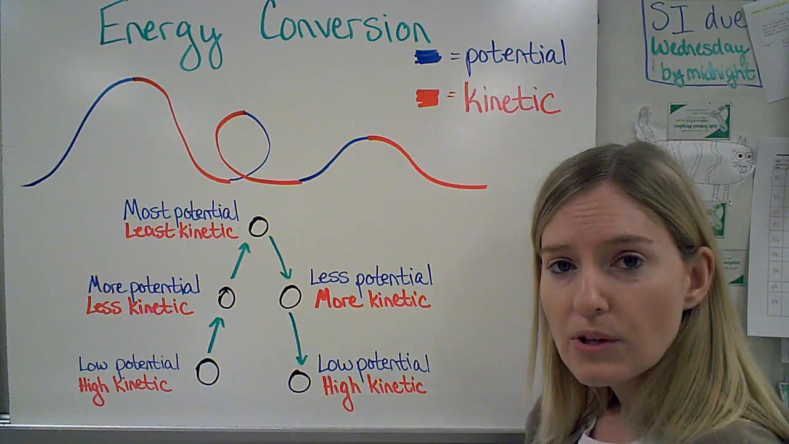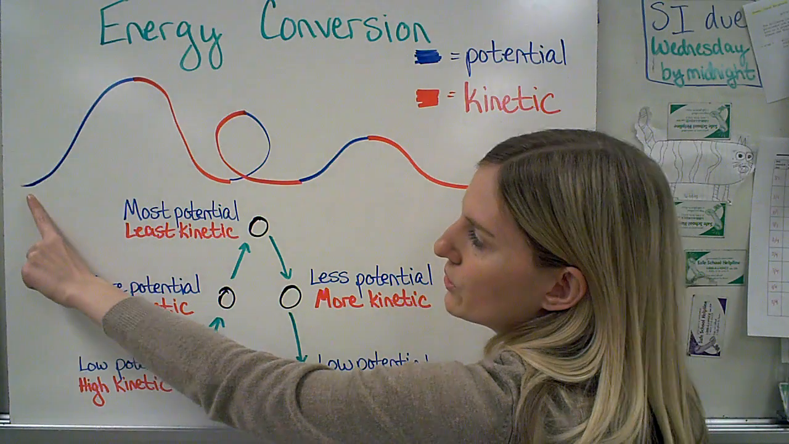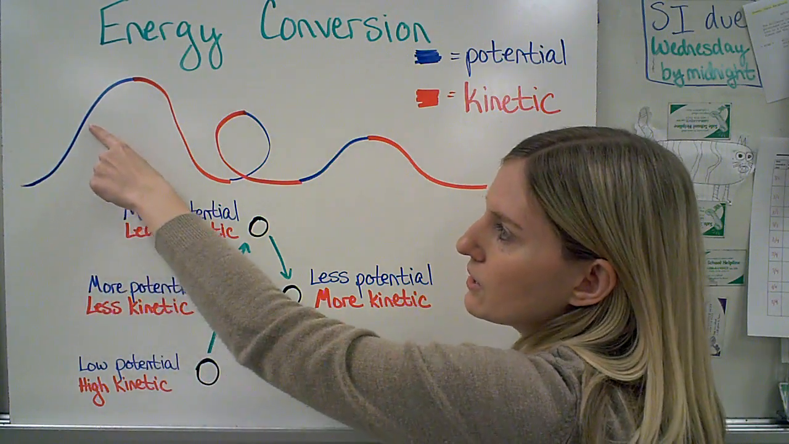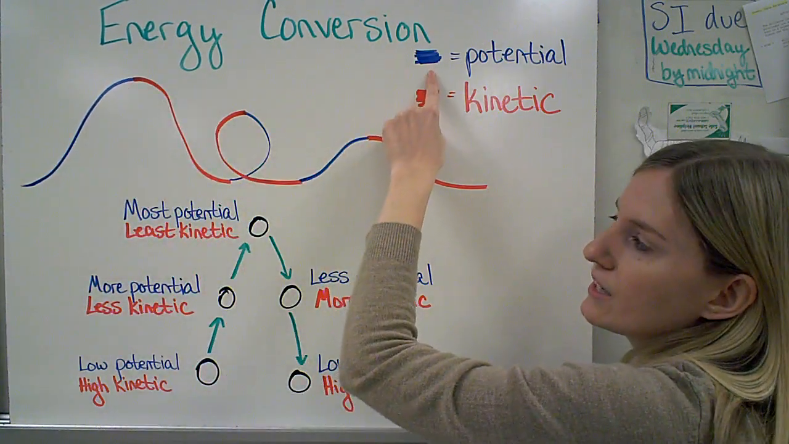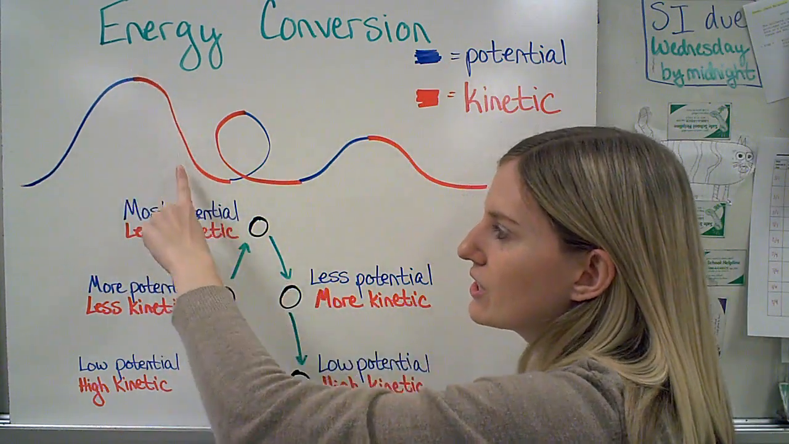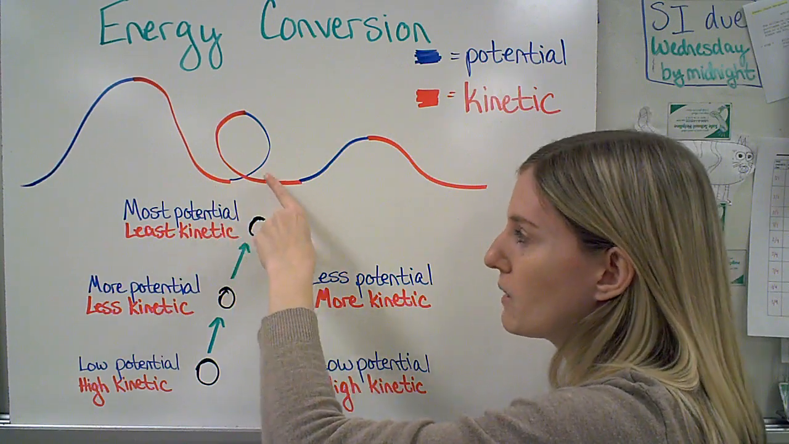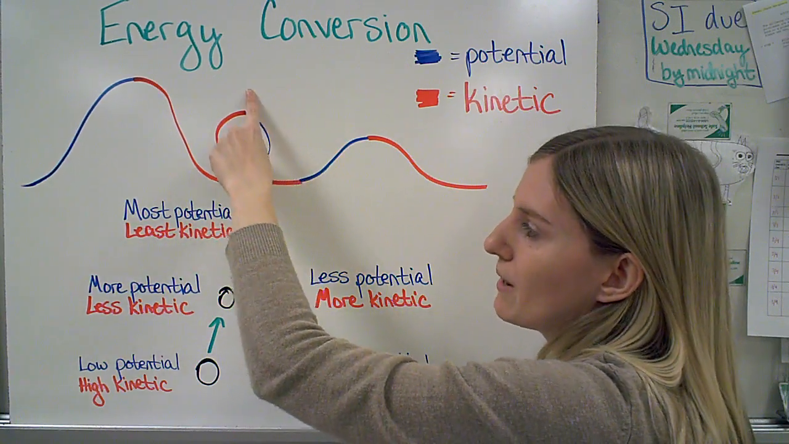So I'm going to use the example of a roller coaster to show how they convert to one another. So when my roller coaster is going up the hill, I'm building potential energy, which I'm representing with the color blue. And when it goes down, I'm going to increase my kinetic energy because I'm going faster and faster and faster. When I go into the loop, I start to build my potential energy again because I'm increasing my height.